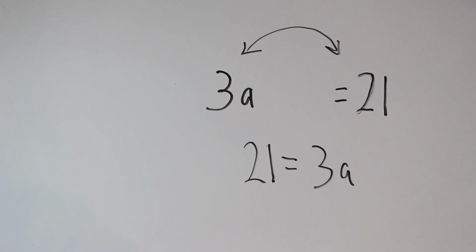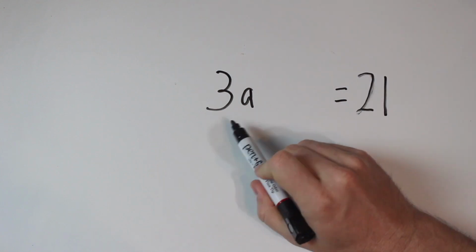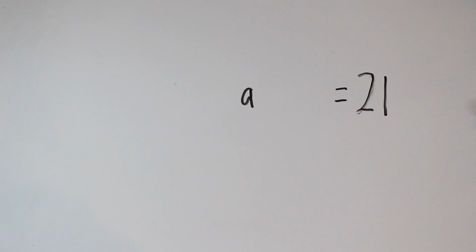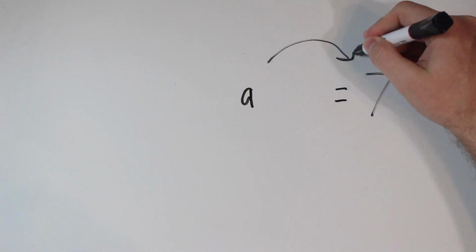Now, let's undo the multiplication here. 3a divided by 3 is a. 21 divided by 3 is 7. Now we have a equals 7. Once again, your PowerUp will want you to write it the other way around. 7 equals a.